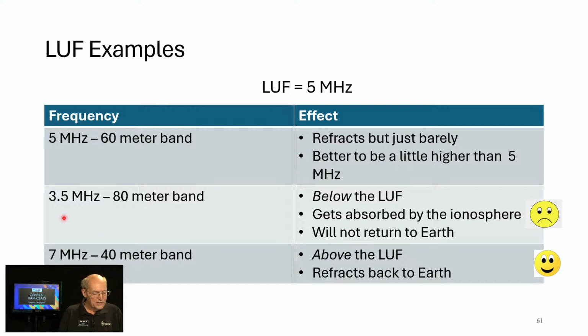And on 80 meters, 3.5, we're below the lowest usable frequency. So we're not going to pass signals. Sad face. It gets absorbed by the ionosphere and will not return to Earth. However, if we go to 7 megahertz, 40 meters, we're above the lowest usable frequency, it will refract back to Earth, and we get a happy face. So I'm just trying to approach this from different directions to help it make some sense.